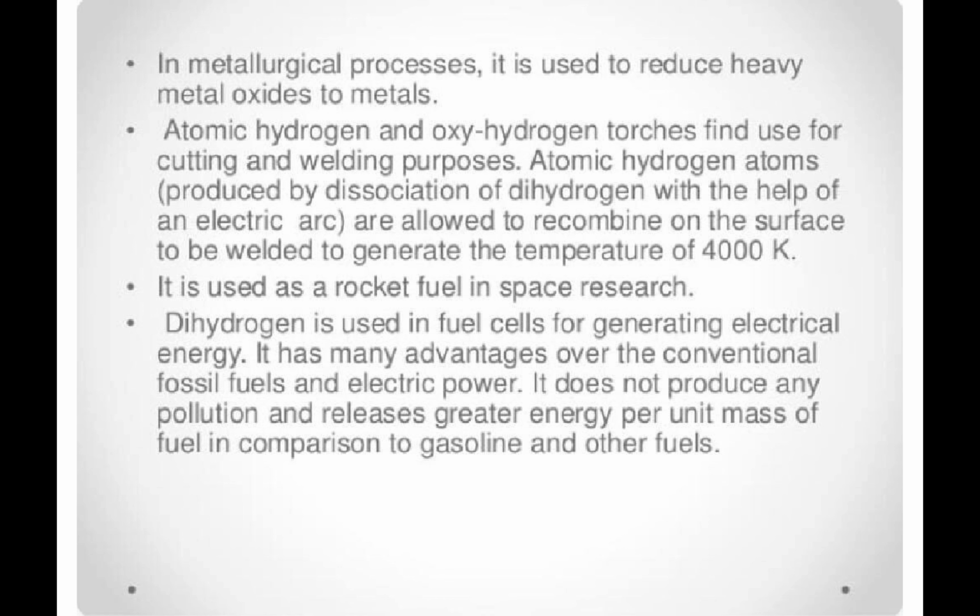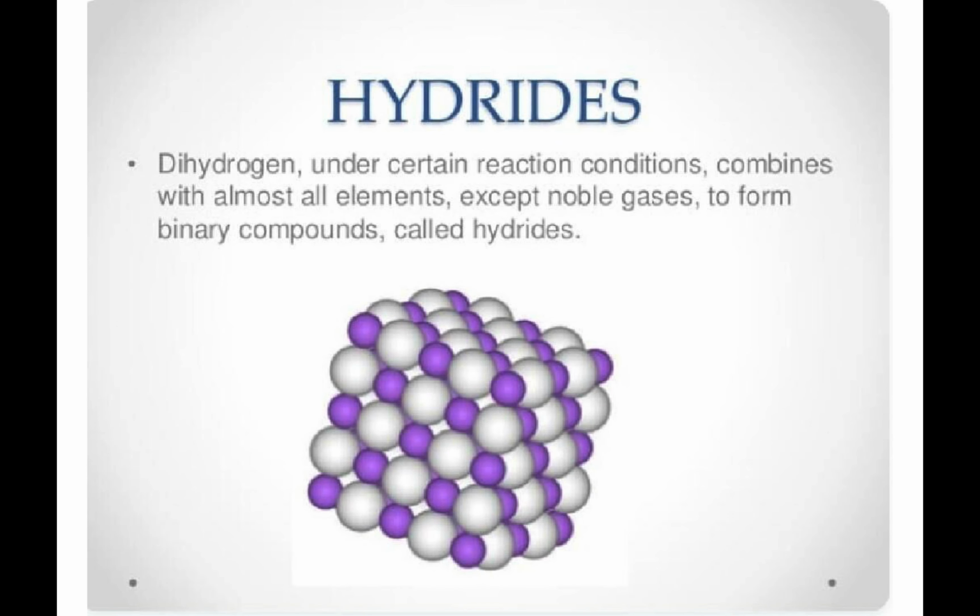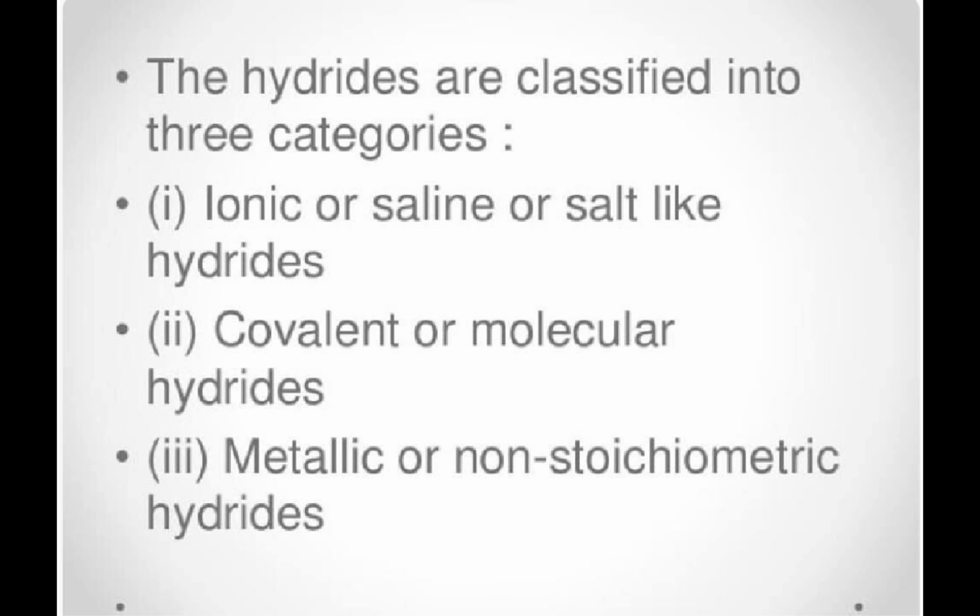So it has many advantages over the conventional fossil fuels and electric power because it does not cause any pollution and it gives greater energy per unit mass of fuel when you compare it with gasoline or any other fuels. And what are hydrides? Dihydrogen combines with most of the elements except noble gases under certain conditions to give binary compounds known as hydrides. These are the following classifications of hydrides.